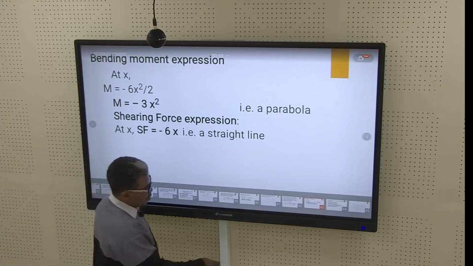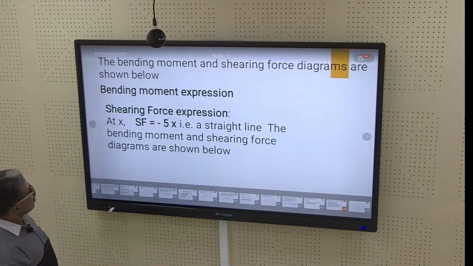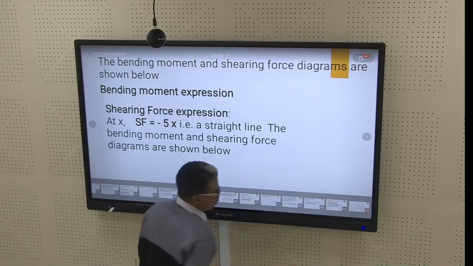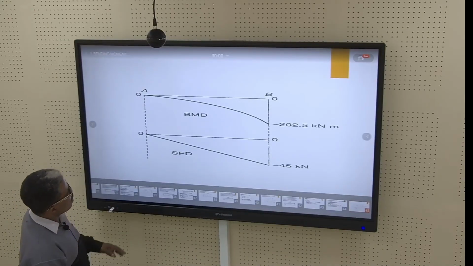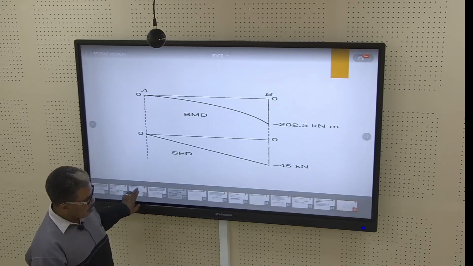So simply now we can go for the shearing force. The bending moment and shearing force diagrams are shown below. Bending moment expression, shearing force expression of negative x, a straight line. So to come to this expression, this is how the bending moment will look, and the shearing force diagram will look for our case.